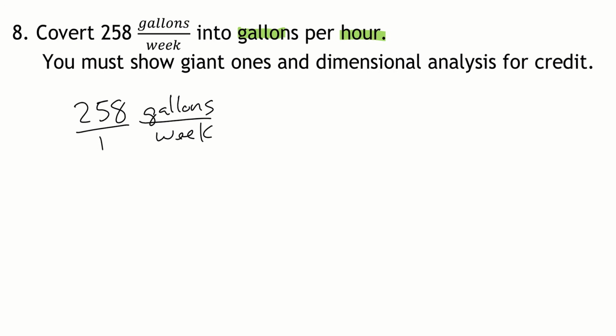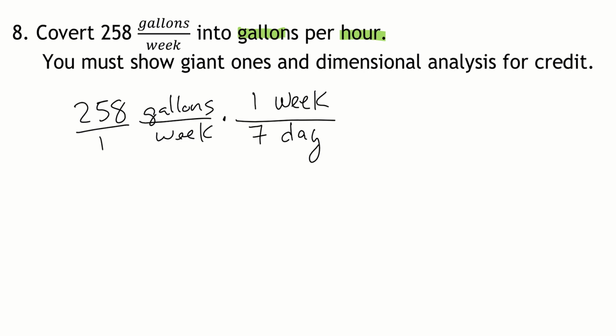And I want my time to change. Instead of weeks, I want these to be hours. So a couple giant ones would help. First of all, I observe that week is in my denominator currently, and if I want to move away from that, I'm going to place weeks in my numerator. And I know very clearly a giant one I can build using that. I can use the one that involves days. And in fact, it is a fact that 1 week contains 7 days.